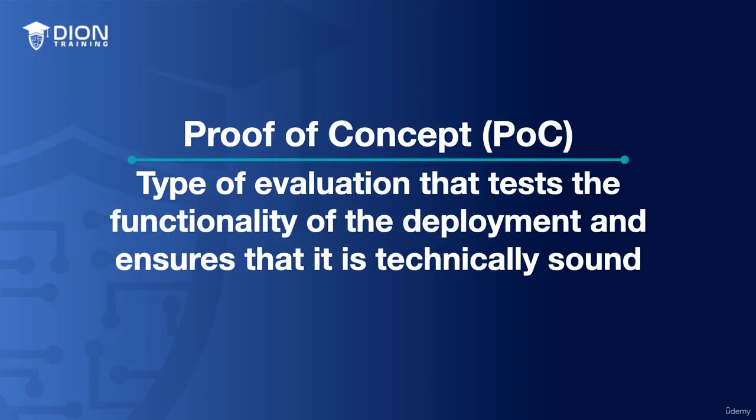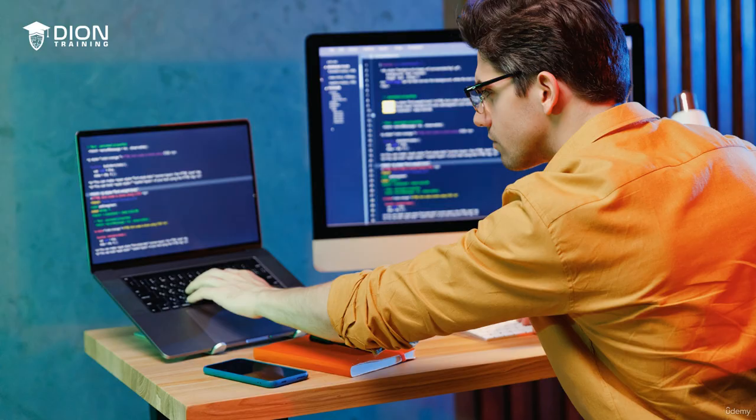Next, let's talk about the idea of a proof of concept. Now, a proof of concept, or POC, is a type of evaluation that tests the functionality of the deployment and ensures that it is technically sound. For example, a company that's evaluating a cloud service provider for a cloud-based storage solution could conduct a proof of concept by testing the functionality of the storage system by uploading and downloading files, testing their security protocols, and evaluating the ease of access to the data they've been storing there.